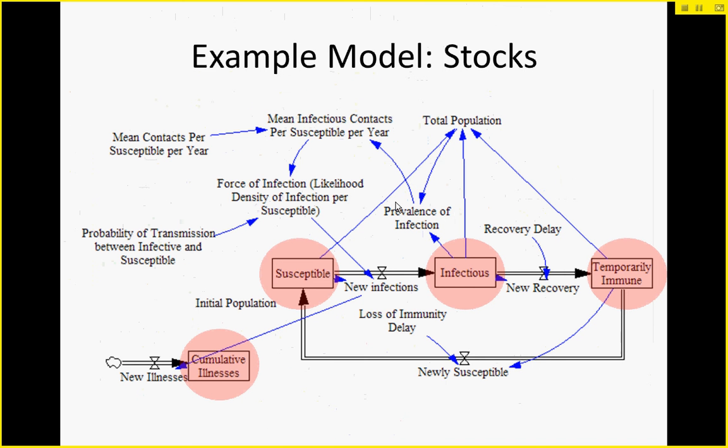These are called stock and flow models, okay? They are actually visual representations of ordinary differential equations. So we have susceptibles, infectious individuals, and temporarily immune, and maybe some variable accumulating cumulative illness or cumulative cost, for example. We're going to build up a model looking just like this, where each of these variables has some dependence on the others. And these stocks are accumulations over time of the flows in and the flows out.